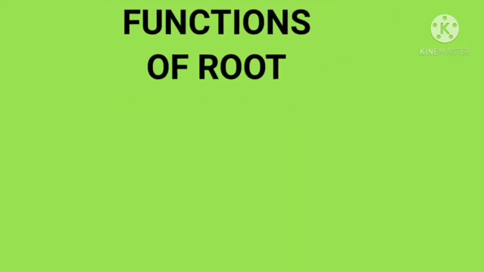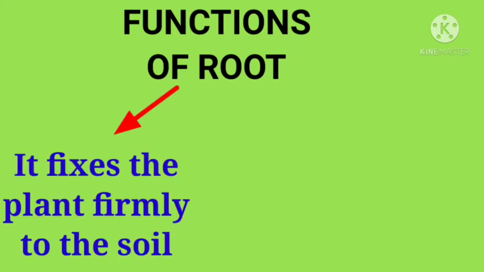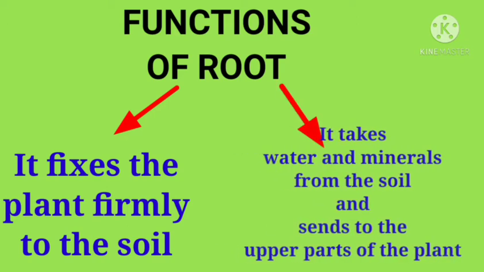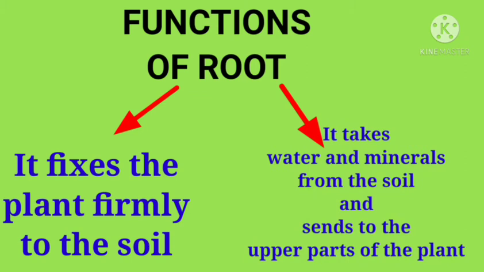Next, functions of root. The root has two major functions. They are: first, it fixes the plant firmly to the soil, and the second function is it takes water and minerals from the soil and sends to the upper parts of the plant.